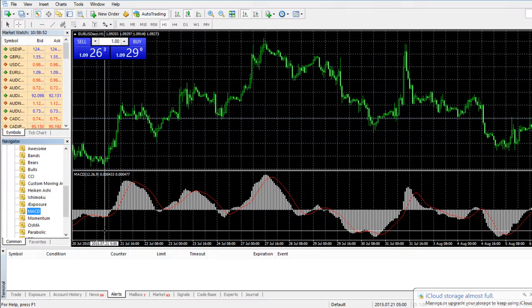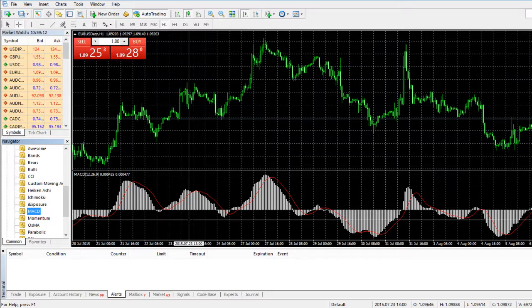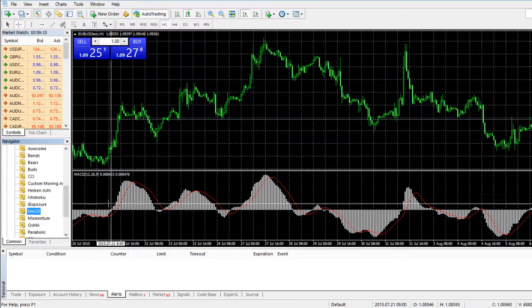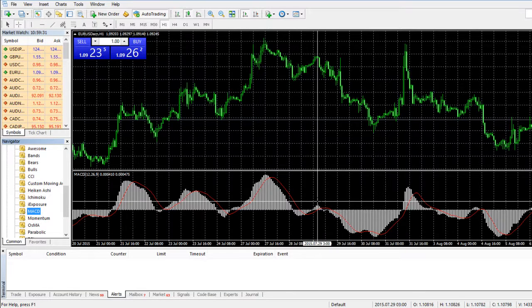Because what we want to see is the red line moving above. This serves as double confirmation that the price has some strength behind it. The price uptrend has some strength behind it. So in this one indicator, the MACD indicator alone, we want to see the histogram moving above, and we want to see the red line moving above before we think about getting into position.